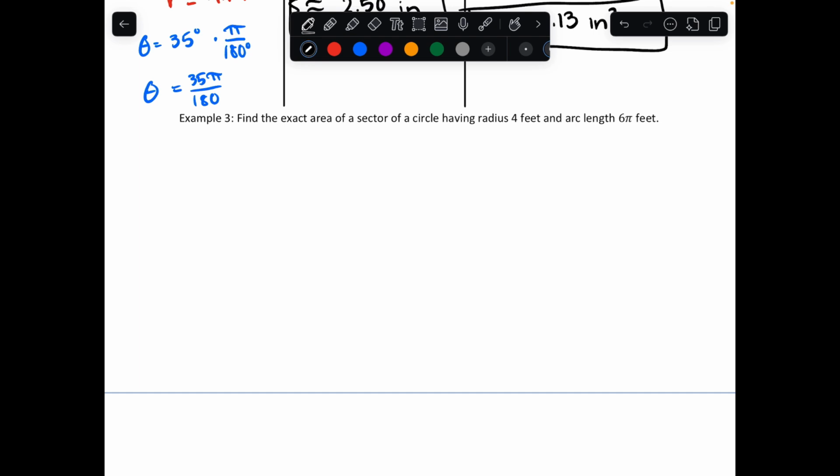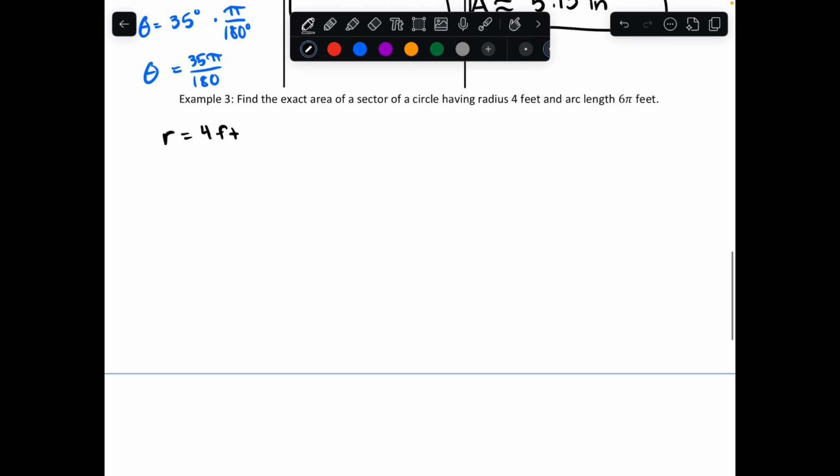Number 3 is asking us to find the exact area of a sector of a circle that has radius 4 feet and an arc length of 6 pi feet. So again, let's take note of what we have. We have that our radius is equal to 4 feet, and then we know that our arc length, S, is equal to 6 pi feet. Now, we're trying to find the area of a sector, so let's go ahead and write down the equation for that. So we have A equals 1/2 r squared times theta.